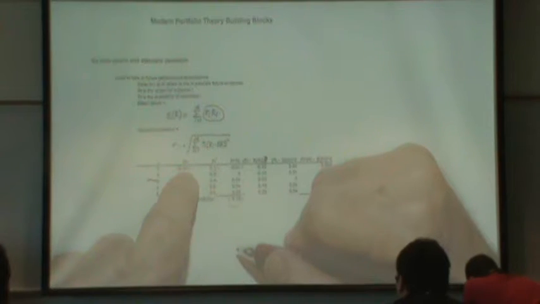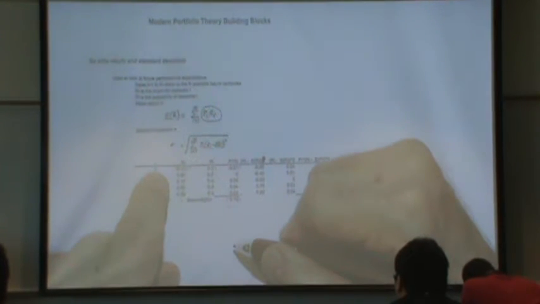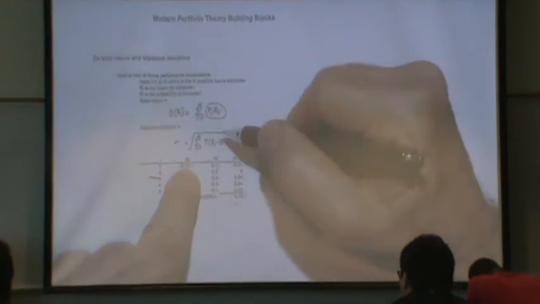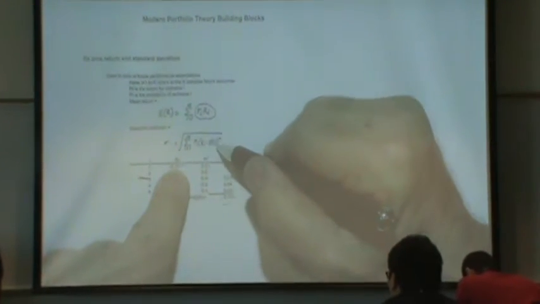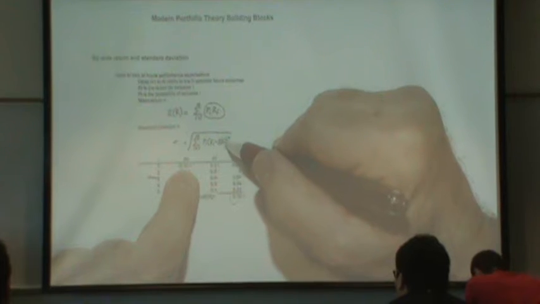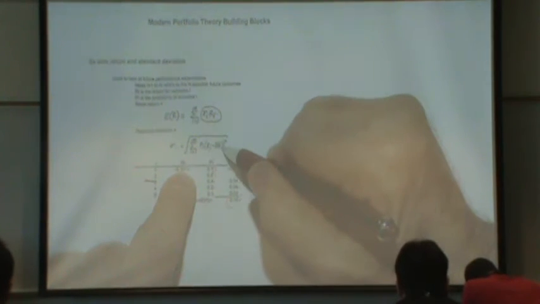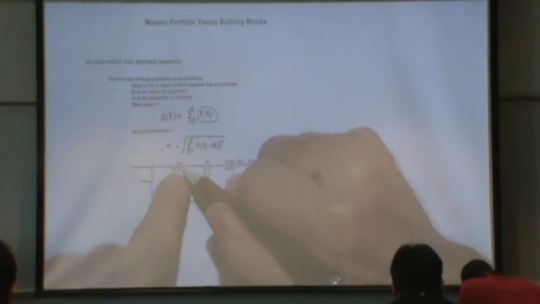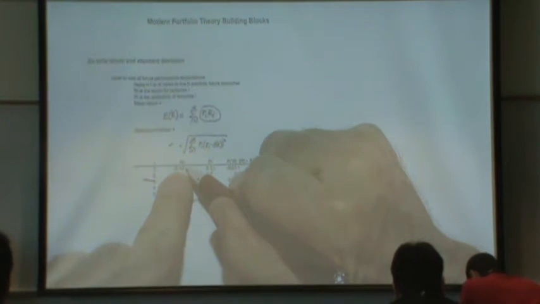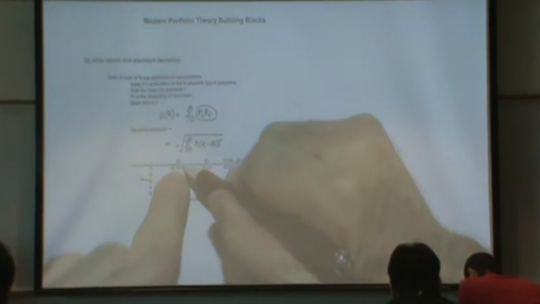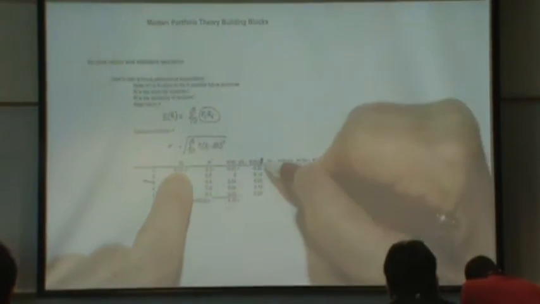And the return for outcome i equals 1 is minus 10. So what is the deviation? Well, this part in parentheses here says return i minus the expected return. Return i minus the expected return. Well, return i for i equals 1 is minus 10. So minus 10, and we're going to subtract the expected return. So minus 10 minus 10 is minus 20.